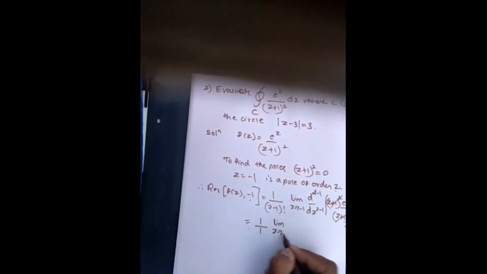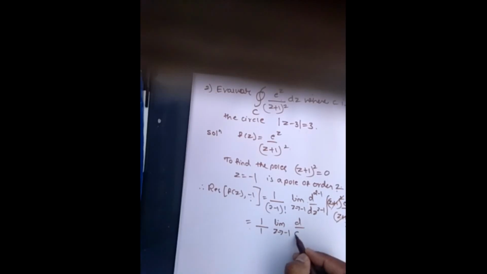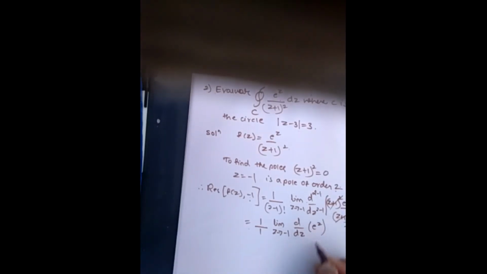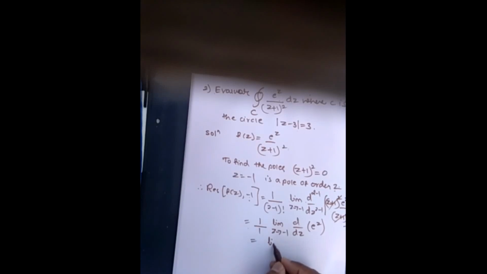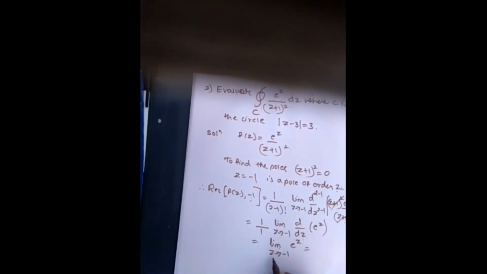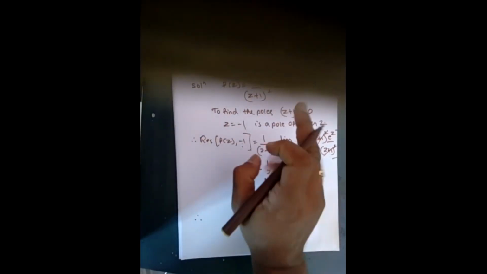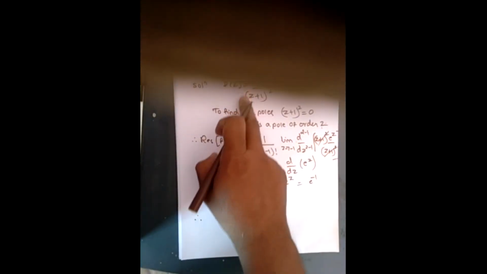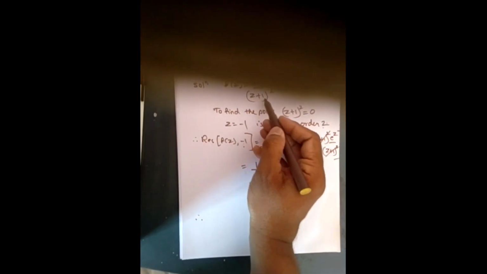as z tends to minus 1 of d by dz of e raised to z. The differentiation of e raised to z with respect to z is e raised to z. Now when we substitute the limit, it gives e raised to minus 1, or 1 divided by e. Here only one pole is there, because the denominator contains only one factor, that is (z plus 1) whole square. Therefore there is only one pole, that is z equal to minus 1.